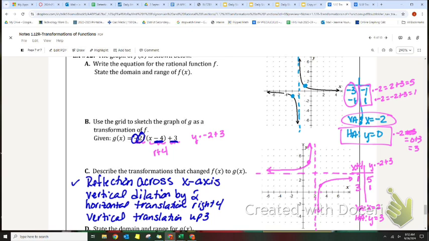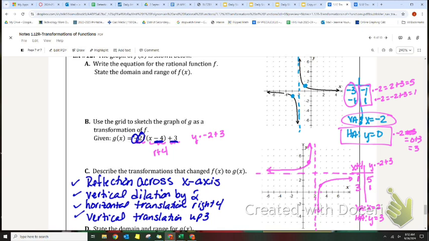That one's a little harder to tell, but I think so. Horizontal, did it go to the right 4? It did. Did it go up 3? It did. So I think we're good. And then D, you can barely see it there on mine. It's the domain and range of g of x.